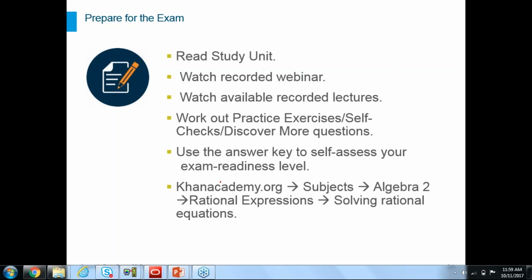Also, there is an extra resource. It's an outside resource, not a Penn Foster resource, and it's not mandatory. But if you like, you can go to khanacademy.org, and on the top left, they have subjects. Click on that and then choose Algebra 2. From Algebra 2, choose rational expressions, and rational expression is the same as algebraic fractions, the same thing. Then go to the lesson that says solving rational equations, and that will correspond to today's webinar. It's not required, but if you're curious to know more and learn more, you can go there.